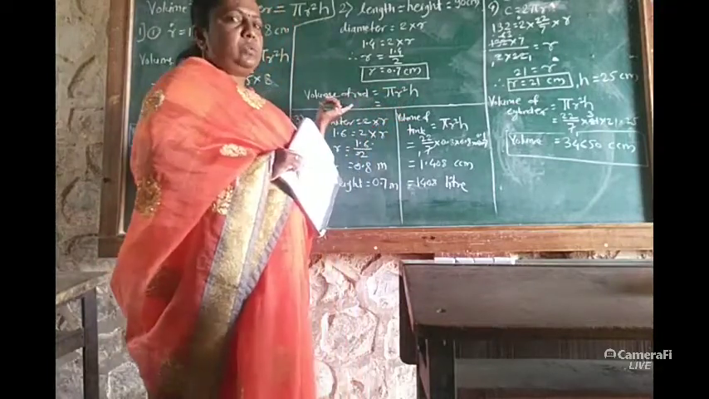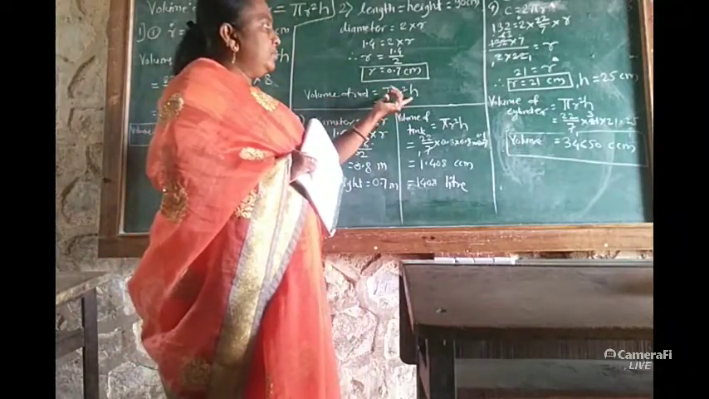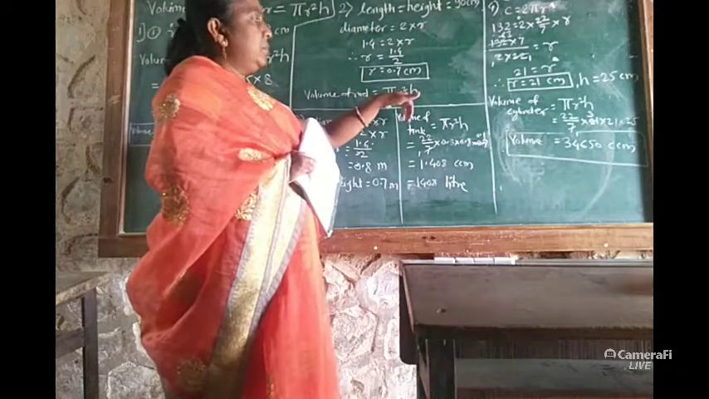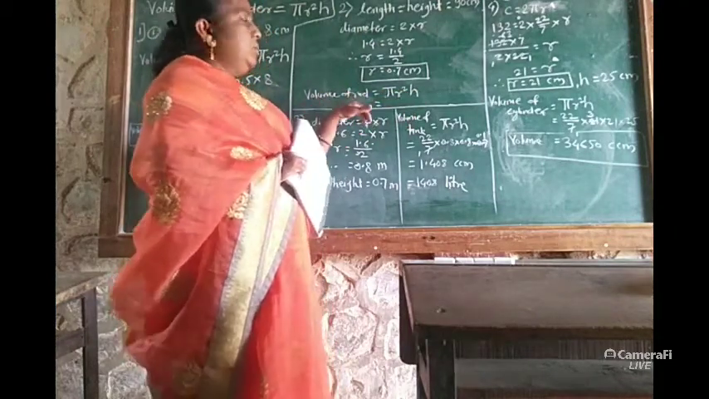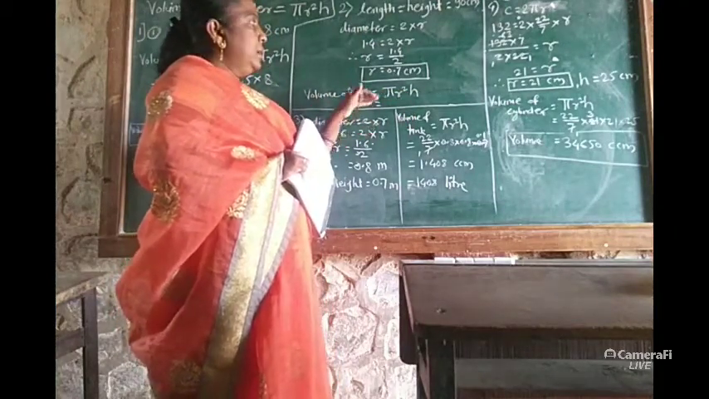Remaining examples you have to solve. I have only given up to the formula. You have to put these values in this formula and you have to calculate the volume of the rod. This example also you have to complete.